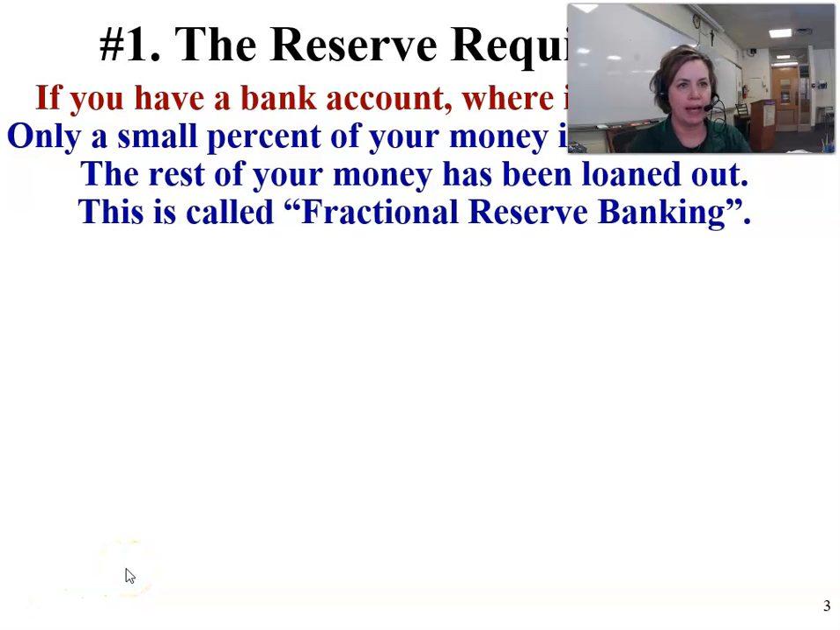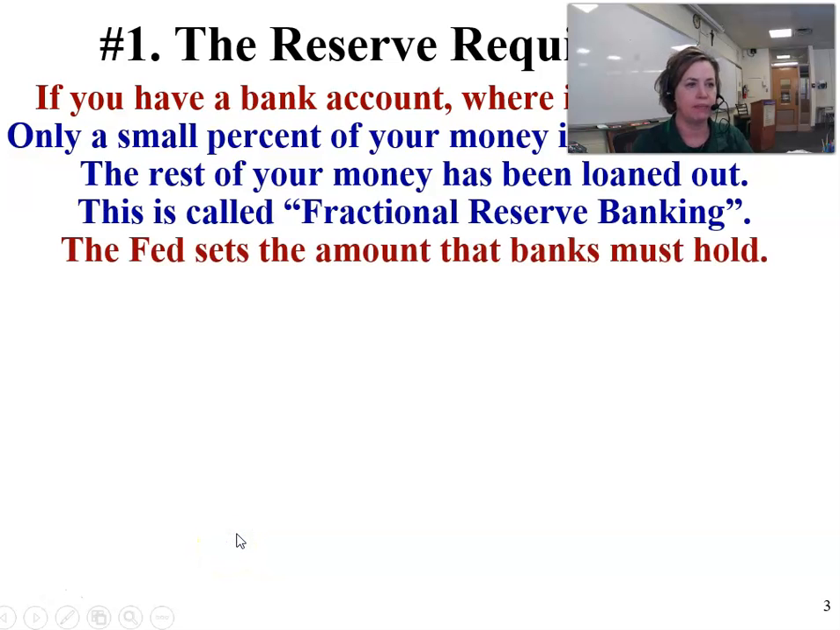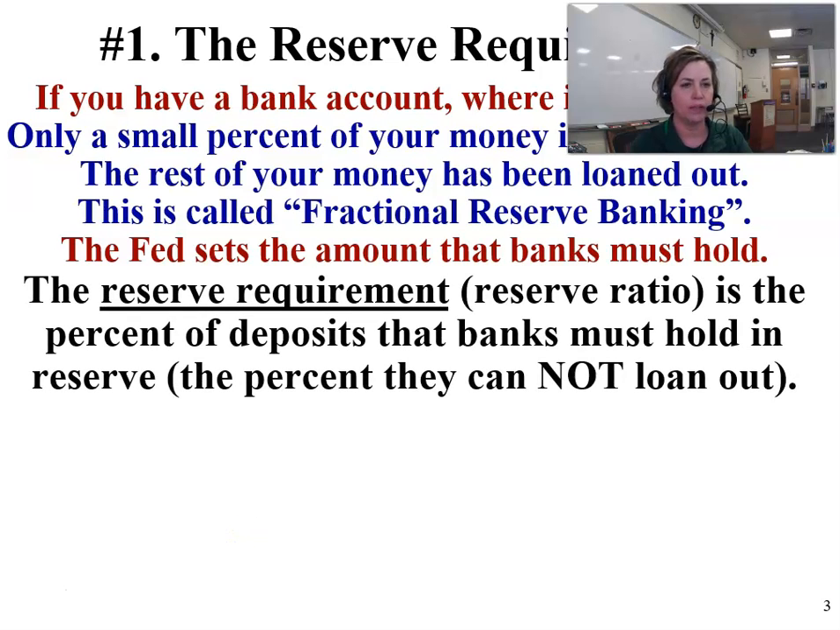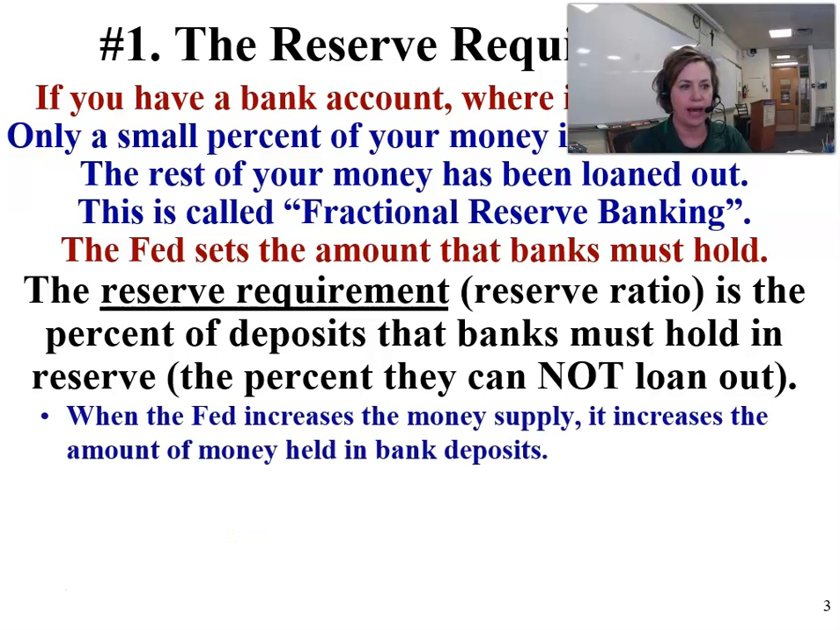If you have a bank account, where is your money? A small percent of your money is held in reserve, and the rest of your money can be loaned out. This is referred to as a fractional reserve banking system. The Federal Reserve sets the amount that banks can hold. This reserve ratio, again, is a percent of the demand deposits or checking accounts that they must hold on to, and they are not allowed to loan out.